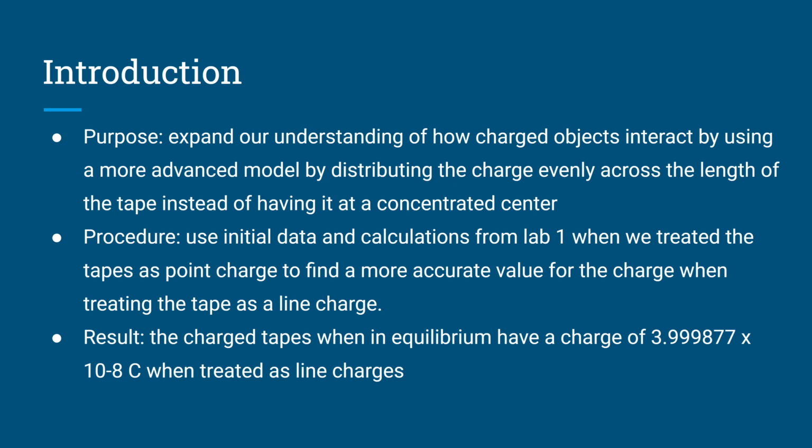The purpose of this lab is to build on our understanding of charged object interactions from Lab 1 by using a more advanced model that distributes the charge evenly across the piece of tape instead of it being at a concentrated point. This lab's procedure is to use the initial data and calculations from the previous experiment, when we treated the tape's charge as a point charge, to find a more accurate value by treating it as a line charge.